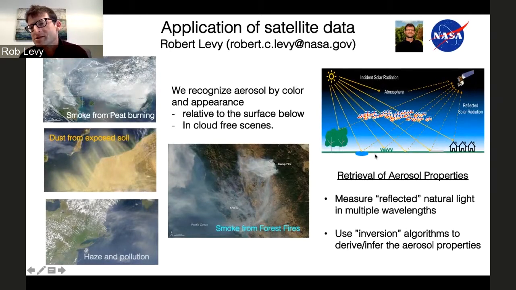Just one figure showing how this works: I'm showing the aerosols here in the middle of the atmosphere. There's surface below, trees or lakes or urban areas, and our job is to use that reflected solar radiation. The incident light bounces back to a satellite. It gets scattered, and then we measure. We use this reflected natural light, and then we use inversion algorithms to derive and infer the aerosol properties.